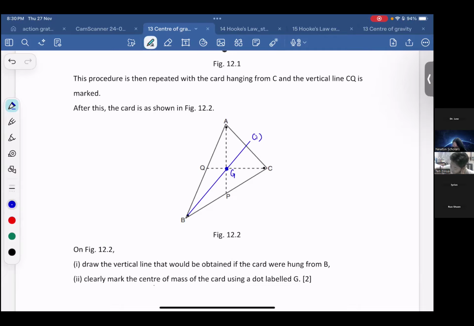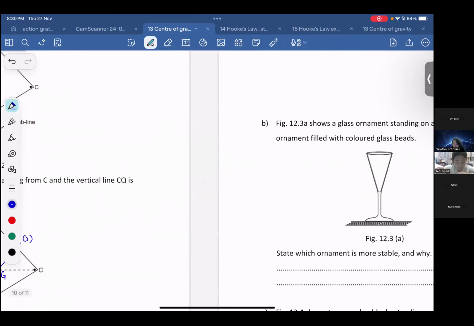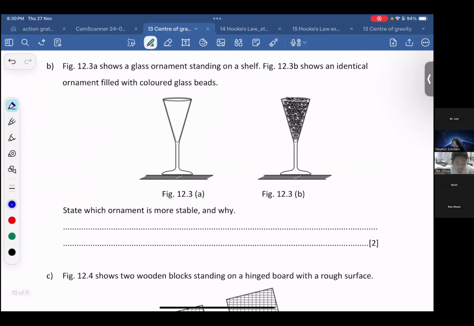Clearly mark the center of mass by using the symbol G. Yeah, I'm marking already. Use a dot, don't use a cross. They ask you to use a dot, then you draw the dot. Okay, then we go to B, related to stability.